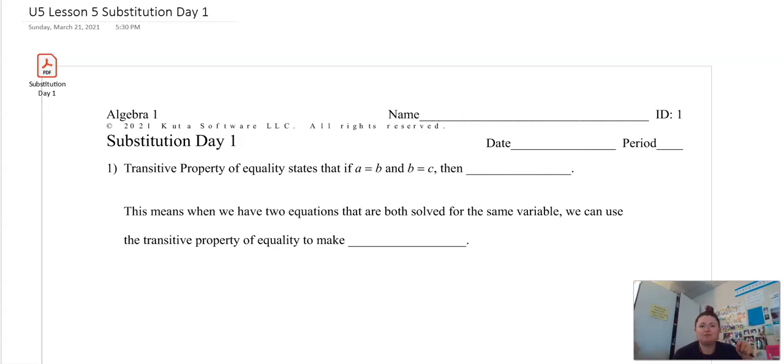Both methods work for any system. Sometimes it's easier to use one, sometimes it's easier to use the other, but you might prefer one over the other and just stick with the one you like. So I'm going to teach them both to you, and you can choose which one you prefer.